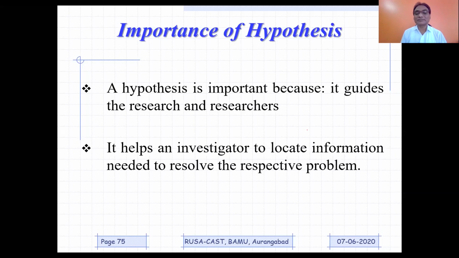It also helps an investigator to locate information needed to resolve the respective problem. For the problem you had, the question you generated, the hypothesis is going to help you locate the information, because you need to have some information to get the answer.